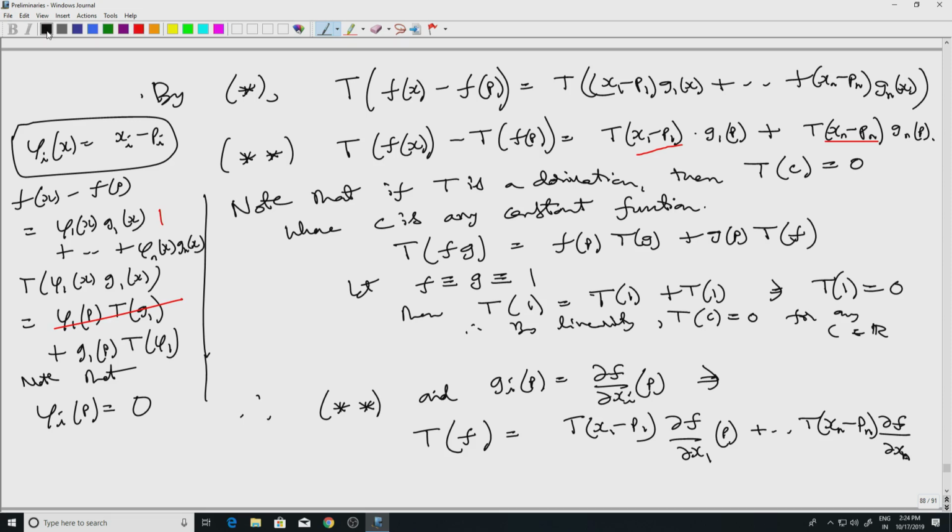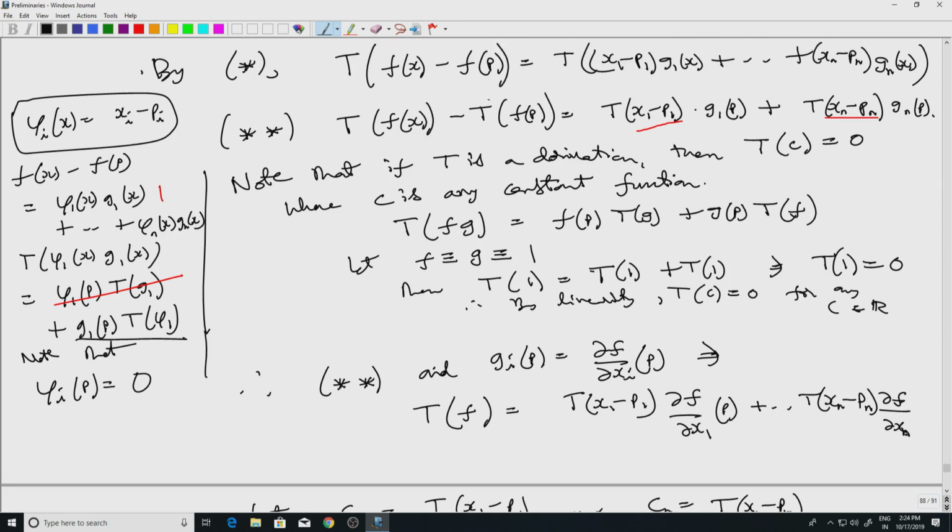So what I'm left with is just this, g1p times T of phi1. And that's what I've written here. T of x1 minus p1 times g1p, etc.